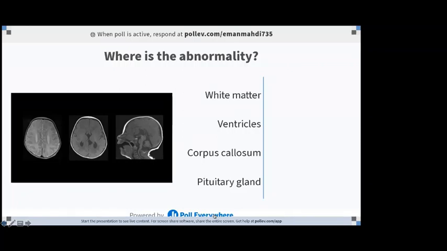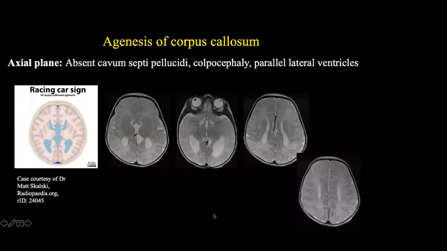Okay, so ممتاز. 100% corpus callosum. Okay, so corpus callosum agenesis, there are certain findings on axial plane. So part of it is absent cavum septum pellucidum, colpocephaly, which is the enlargement of the posterior occipital horns of the lateral ventricles, and then the parallel configuration of the lateral ventricles secondary to absence of the callosal fibers, the connecting fibers in between that cross through the corpus callosum. That's what results when it's absent, resulting in parallel configuration of the lateral ventricles.